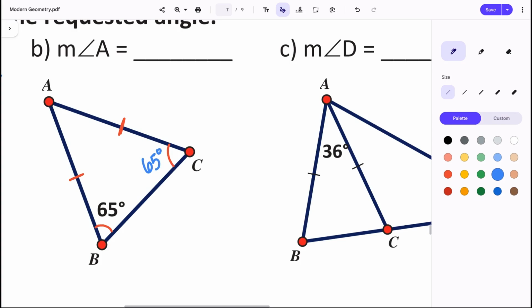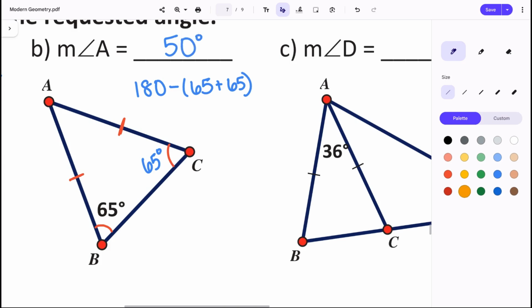So how would we find A? Subtract from what? And you get 50.